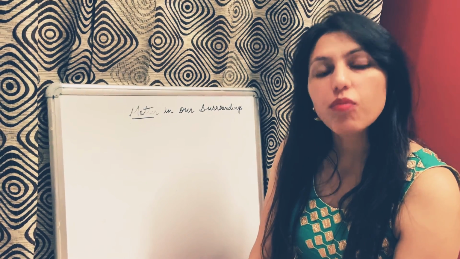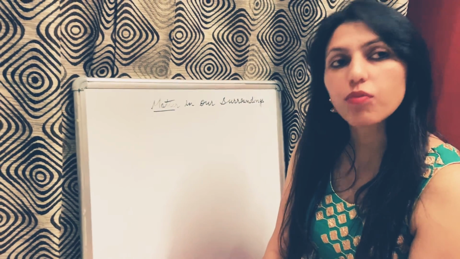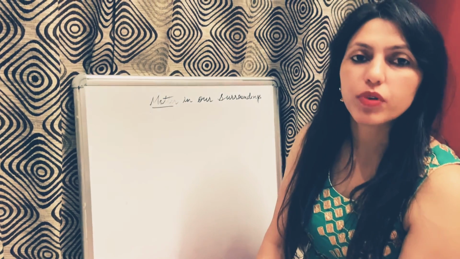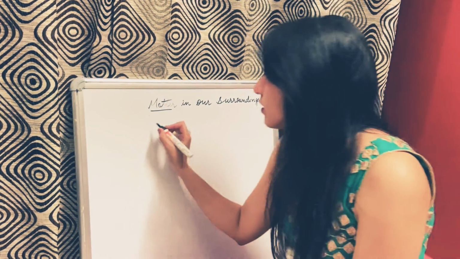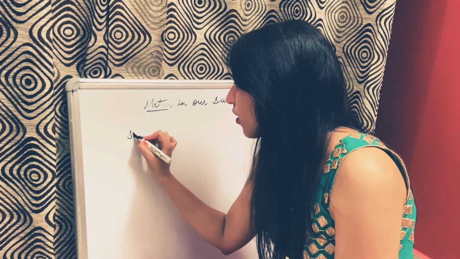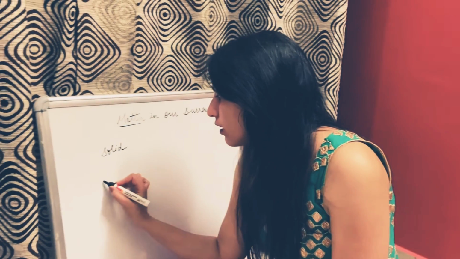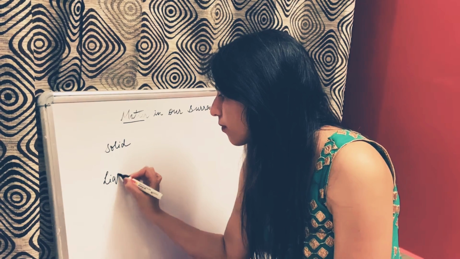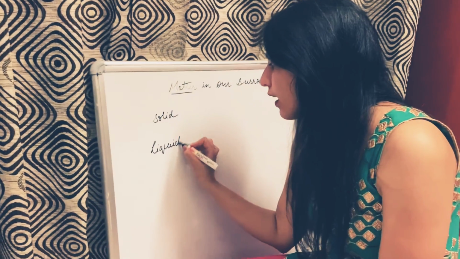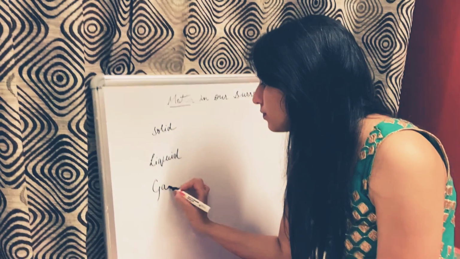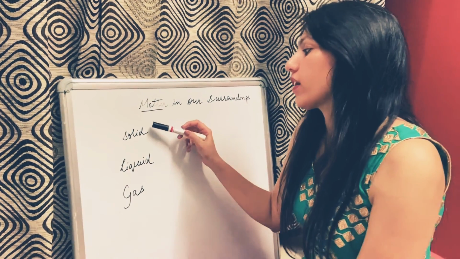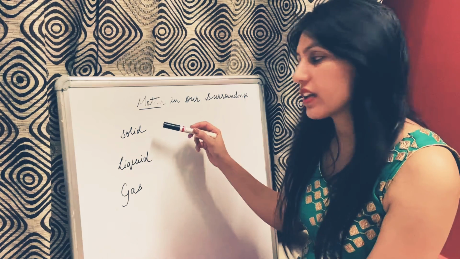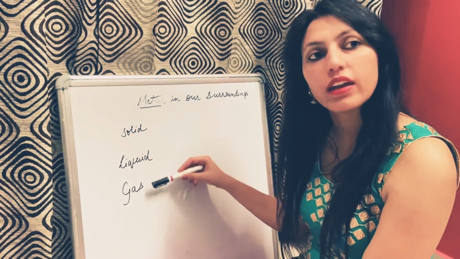The states of matter: there are 5 states of matter, but in 9th class we will be doing only the 3 states of matter, the physical states, that is the solid, liquid and gas. The matter can be divided according to the physical state into 3 states: solid, liquid and gas.